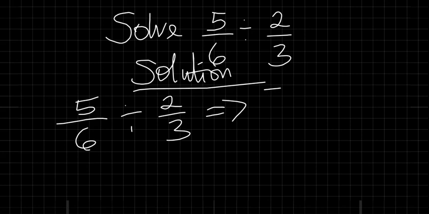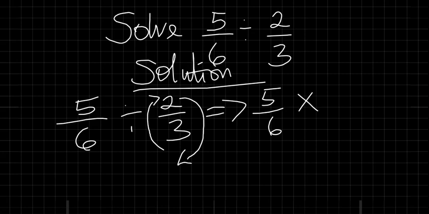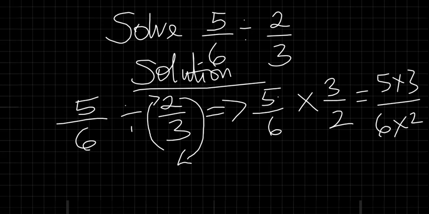So 5 over 6 will now change, and as it is changing to multiplication, this 3 at the denominator will be going to the numerator, while 2 at the numerator will be coming back to the denominator. So it will now be 3 over 2. So I'll multiply it directly. Since it is multiplication, 5 multiplied by 3 divided by 6 multiplied by 2. So what we are going to have is 5 times 3 is 15 over 6 times 2 is 12.